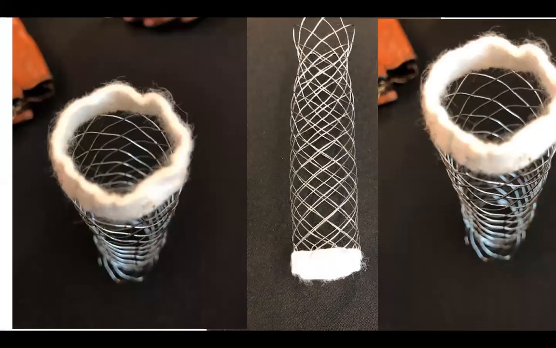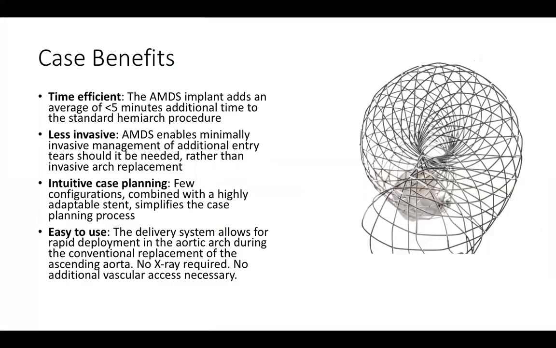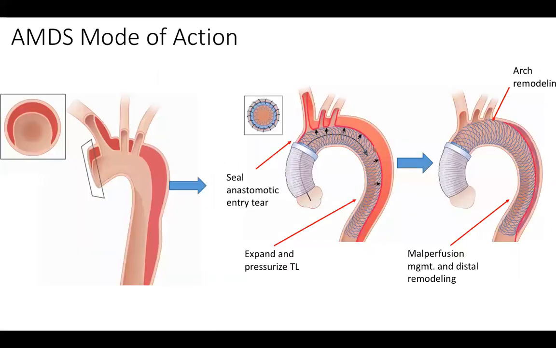And this is just another pictorial representation of the stent itself. It comes in 4 different sizes. I'll get through this. The sizing is extremely easy as well, and again, it's very time efficient. It's very easy to implant. You don't need any wires from below or above. And really, it's just minutes of deployment.